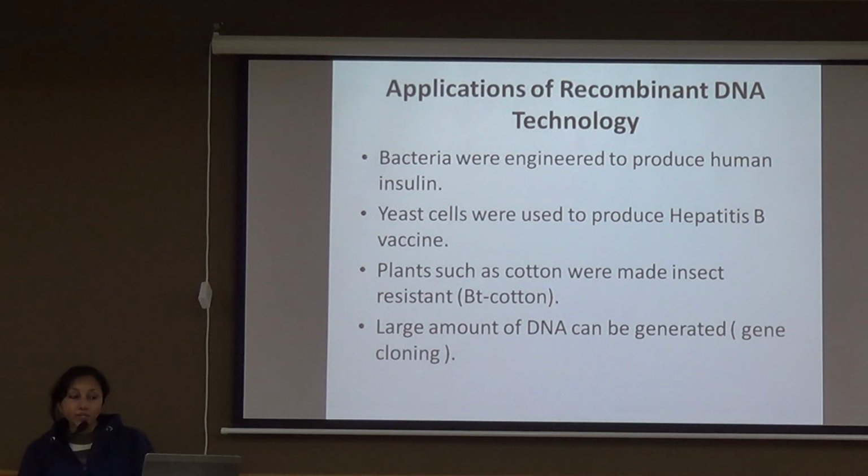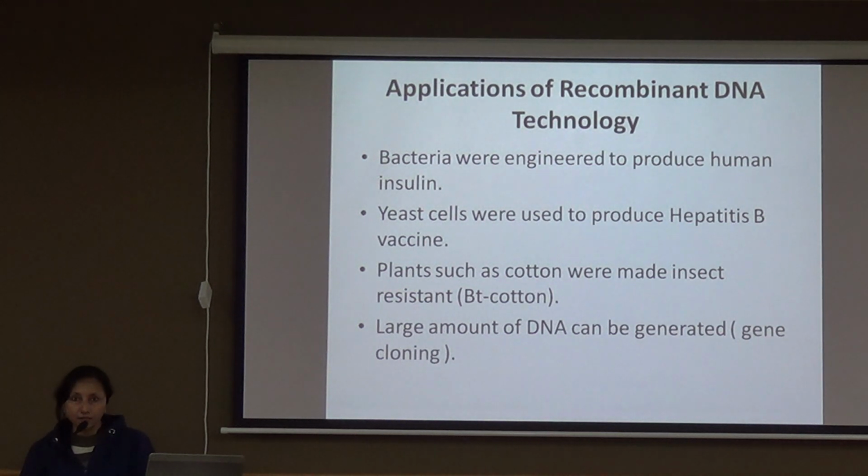Now what are the applications of recombinant DNA technology? Bacteria were engineered to produce human insulin. How do we produce insulin in bacteria? We take DNA from the human source. We take the chromosome from the human being. From that, we cut out or cleave out the DNA, that is the insulin gene. That gene is then ligated with the vector.